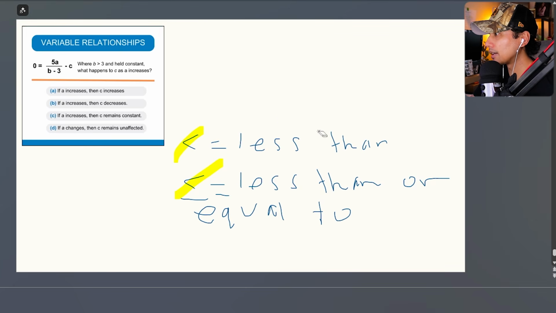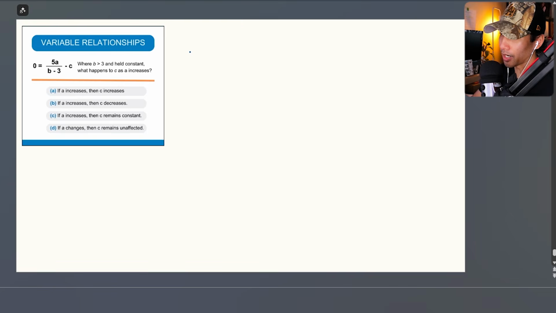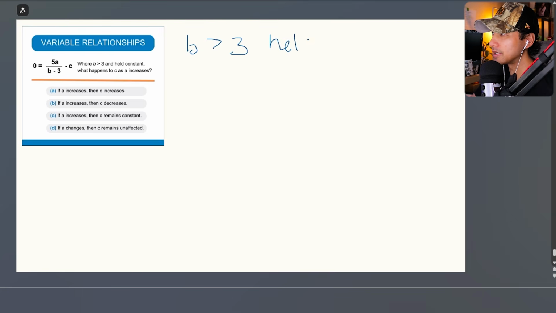Everything is gone. Goodbye, kaput. Let's just use what we know. Okay? B is greater than 3 and held constant. Held constant is so important.